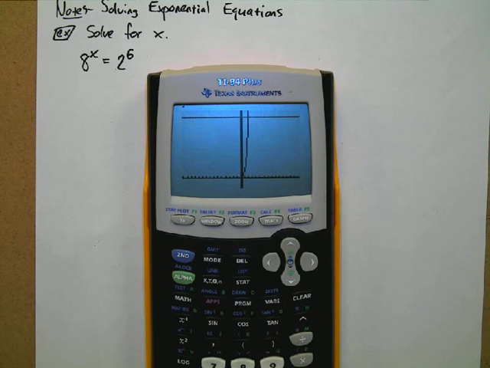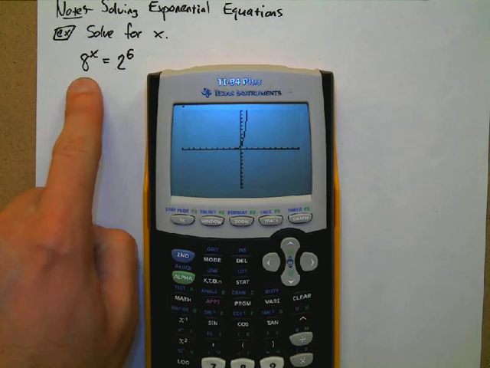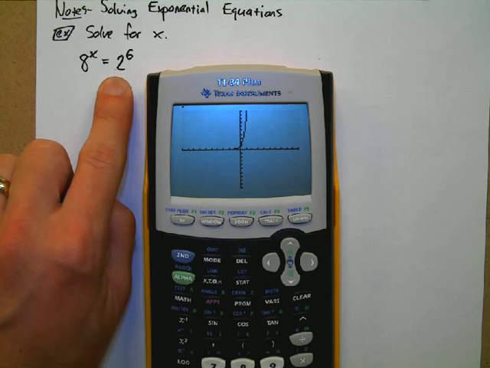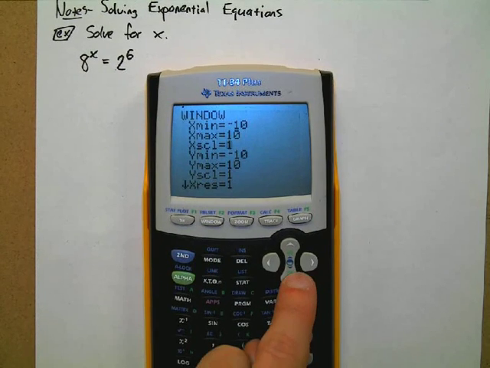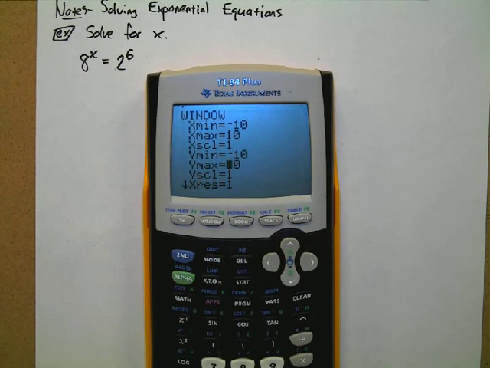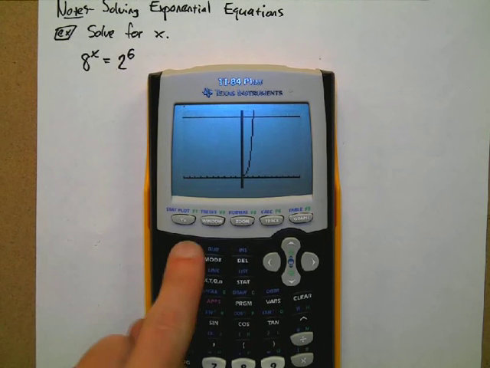Graph it here in your normal viewing window, and you can see it doesn't really fit. I'm graphing 8 to the x, there's that curve, but 2 to the 6 is a pretty big number, it's 64, so we need to adjust our window. I'll go to window and make my y max more than 64, so I'll say 70. Now when I graph that, there's my curve 8 to the x, and there's 2 to the 6th, a horizontal line through 64. The solution to this equation will be located, second trace, at the point of intersection.